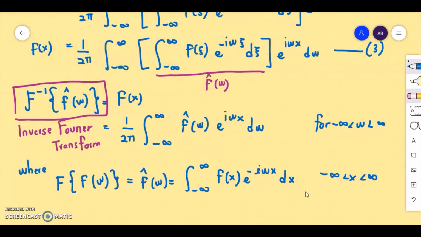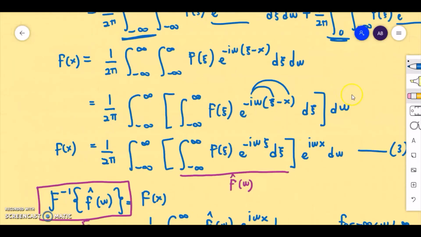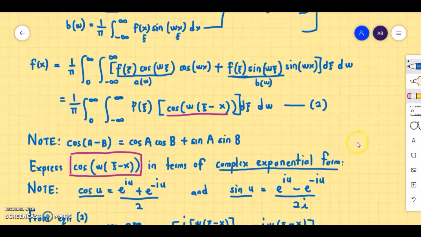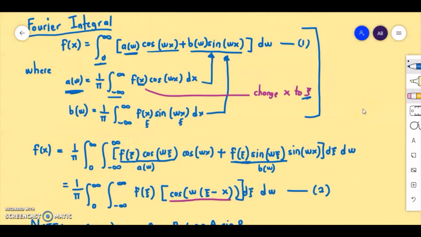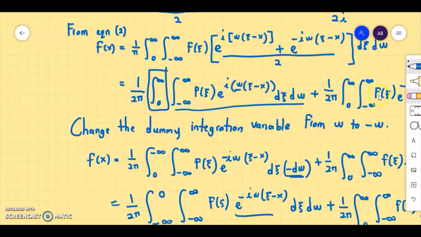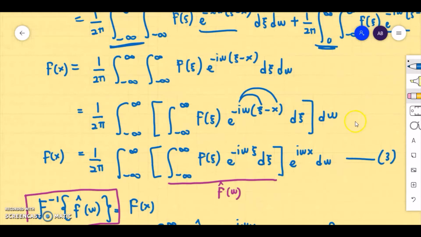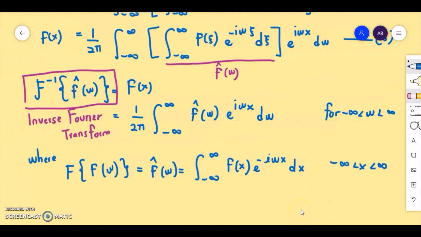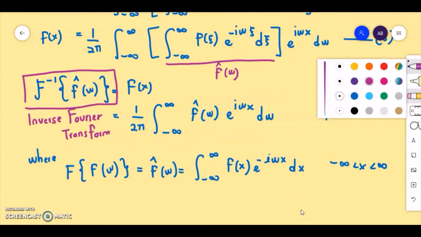Remember, earlier on, to avoid confusion, I had written my x as xi. What I did now is change it back, so my xi becomes x again. The reason I did that is so that you won't get confused at the end. But when you are writing back the Fourier integral, you have to change xi back to x.